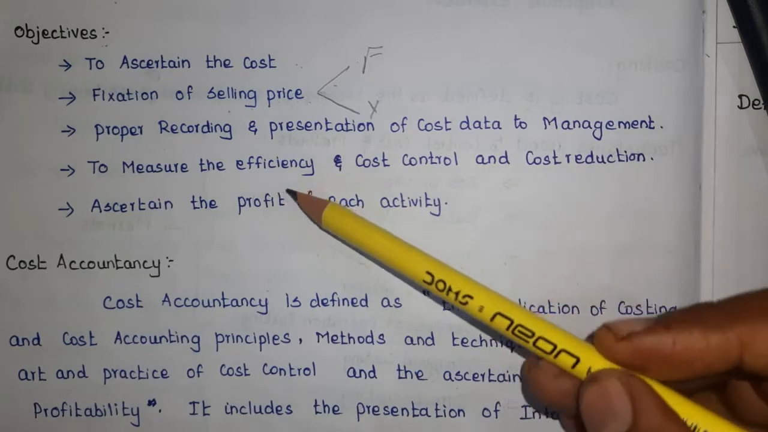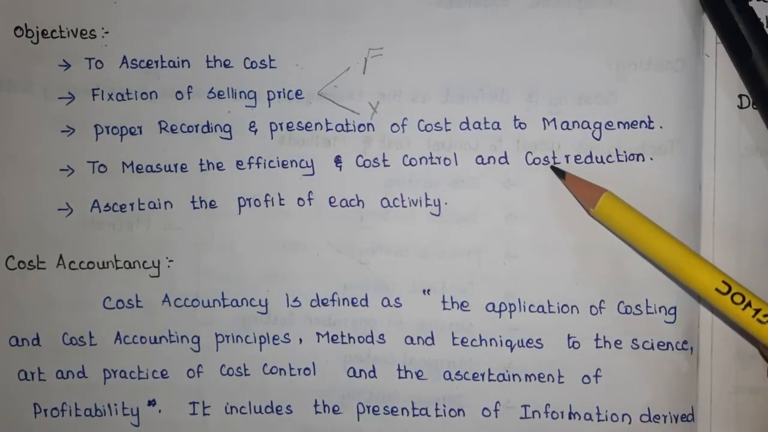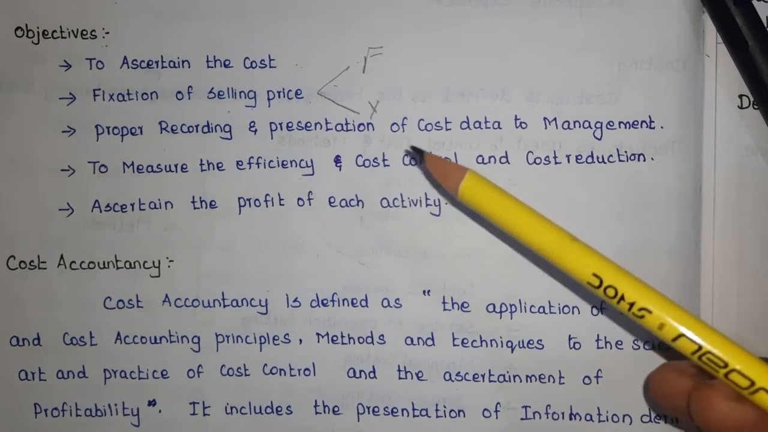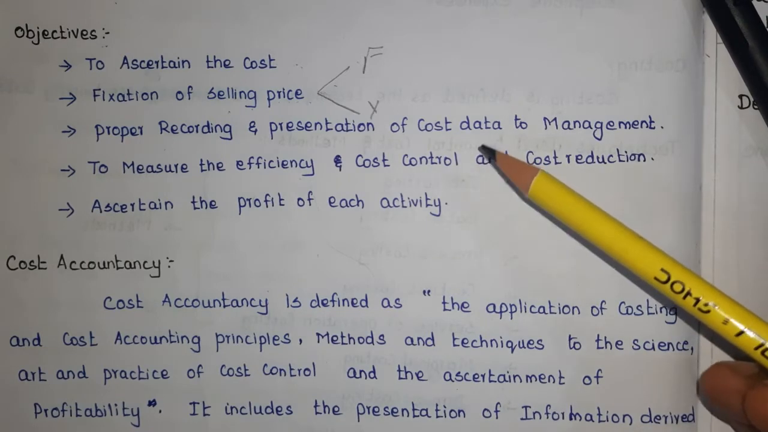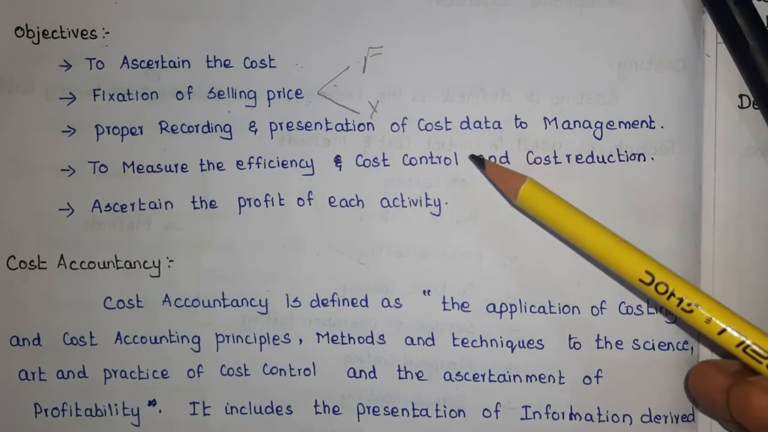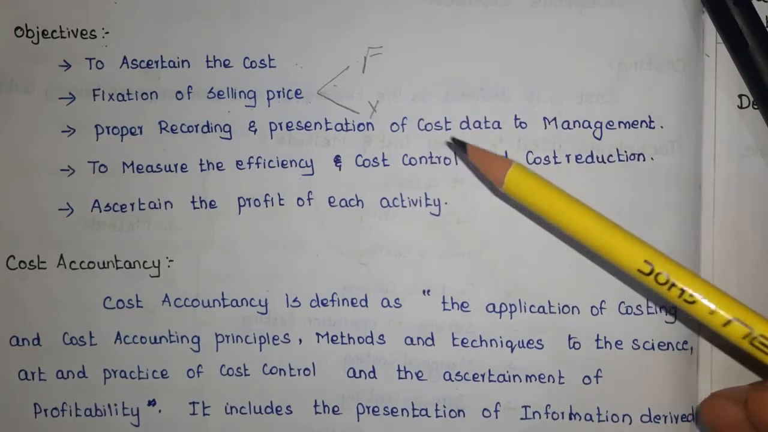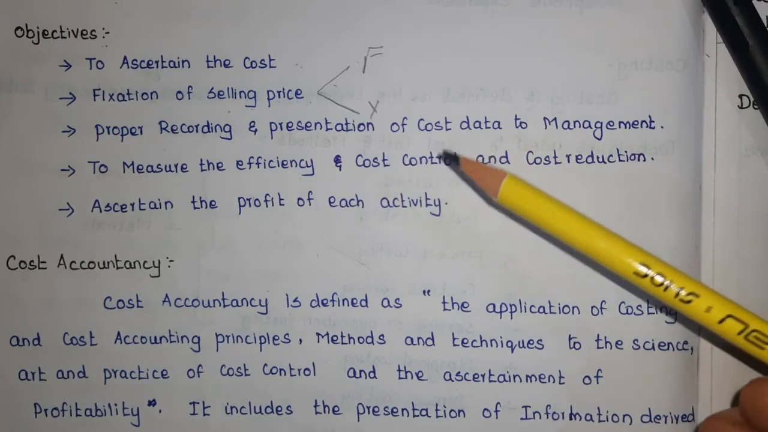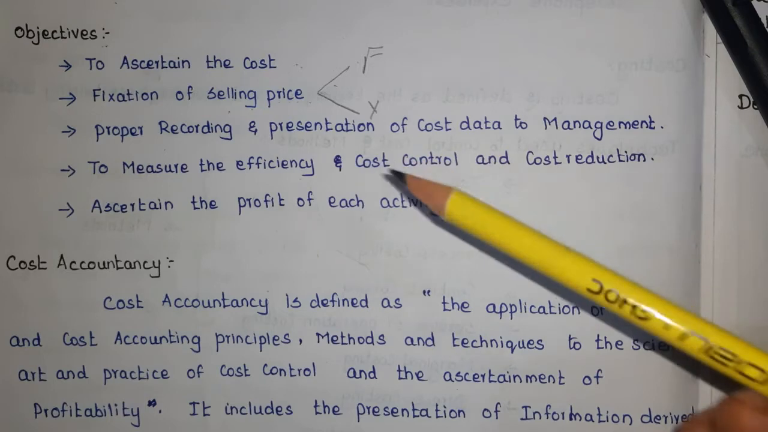The next point is to measure the efficiency, cost control and cost reduction. This is in fact the principal objective of cost accounting. This objective is achieved by setting standards of performance. Actual costs are compared with the predetermined costs and standards. Deviations, if any, are immediately corrected.